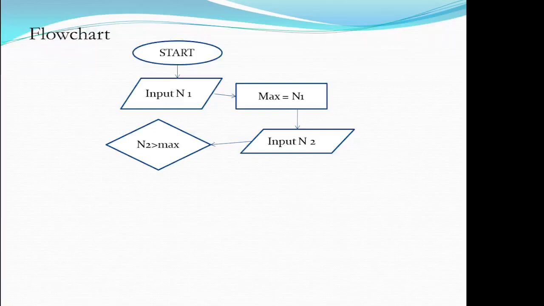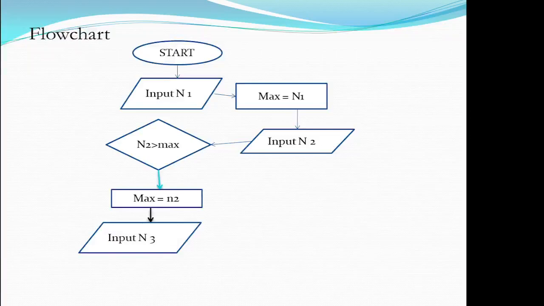If it is yes, we will do one thing. If it is no, we have to do something else. n2 is greater than max. If it is yes, true, what will we do? Assign max equals n2, a process diagram, like the first one. Our maximum is n2 because it is yes. Then again we take number 3, an input output diagram, input n3.